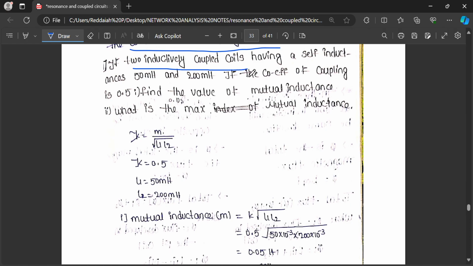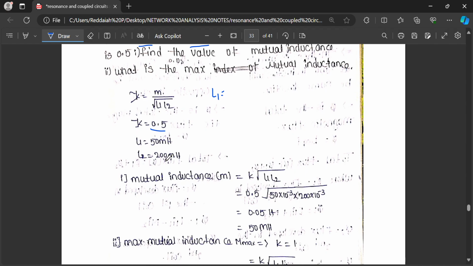Let us see another problem. Two inductively coupled coils have self-inductances L1 and L2 of 50 millihenry and 200 millihenry. If the coefficient of coupling K is 0.5, find the value of mutual inductance. What is the maximum mutual inductance?